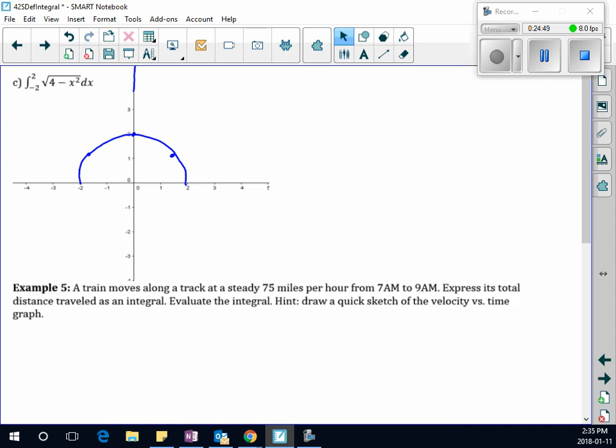So we have to find the area from here to here. Okay, so maybe I'll give you a moment to figure that out. I hope you know how to figure out that area.